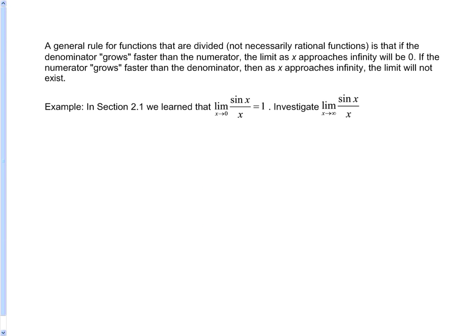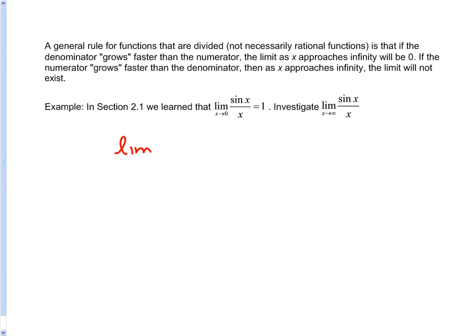So a general rule for functions that are divided, not necessarily rational functions, is that if the denominator grows faster than the numerator, the limit as x approaches infinity will be 0. If the numerator grows faster than the denominator, then as x approaches infinity, the limit will not exist. An example: in section 2.1, we learned that the limit as x approaches 0 of sine of x over x is equal to 1. Let's look at the limit as x approaches infinity of the sine of x over x.